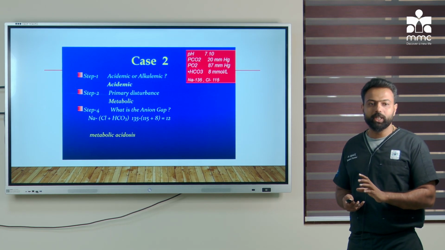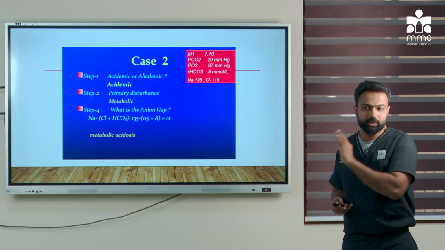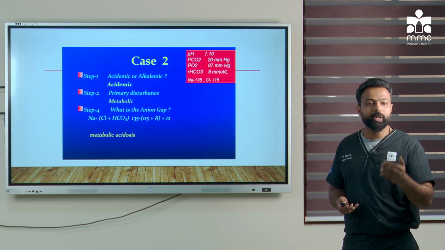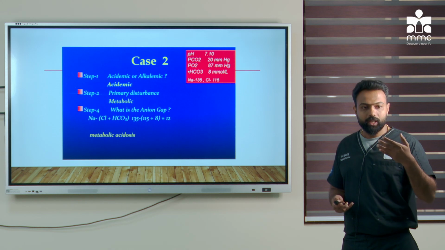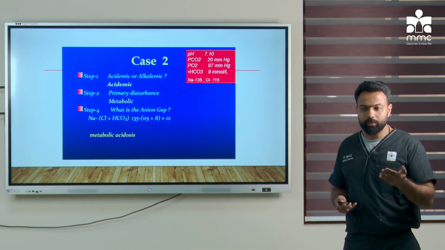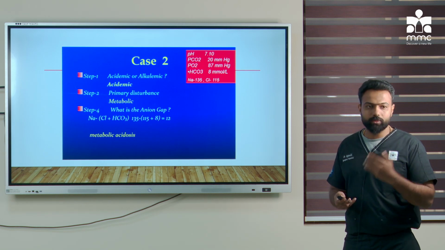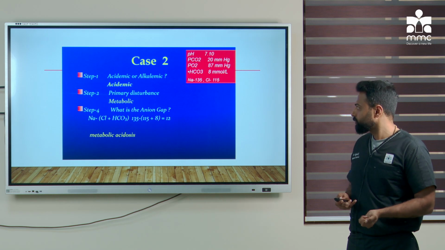Anion gap is 12, which means normal. So it is a normal anion gap metabolic acidosis, right? So that means this baby is losing bicarbonate. That is the cause of the metabolic acidosis. Where is this baby losing it from? It is due to diarrhea or vomiting, whatever it is. So it is a direct loss of bicarbonate which is causing the metabolic acidosis.